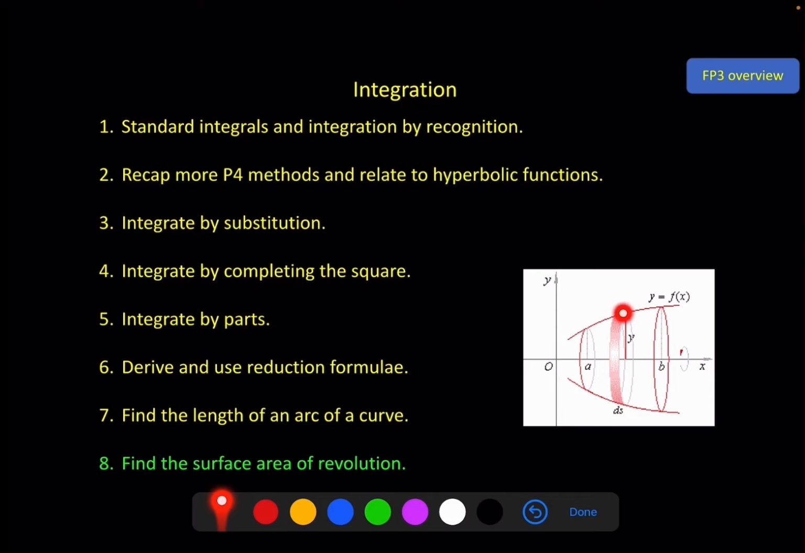In P4, you would find the volume of that shape. But in FP3 here, we need to find the surface area, which is why you can see in this picture, it's a hollow shape, and you can just see the strip of the area around the middle here. So this is what we mean. We mean finding the surface area of the shape that would be formed if you rotated the arc of a curve around the x-axis 360 degrees. Or, of course, around the y-axis if you went that way.